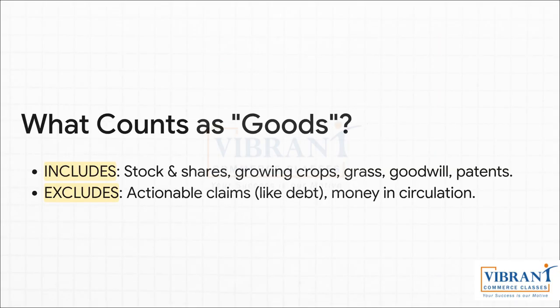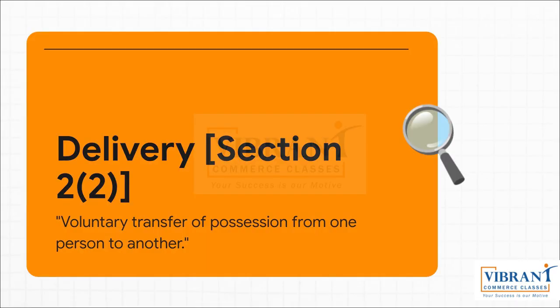So what counts as goods? Well, it's a pretty wide net. You've got the obvious stuff like stocks and growing crops, but it also includes intangible things like goodwill or patents. What's crucial for your exam is knowing what's excluded. Actionable claims like a debt someone owes you and money in circulation are not considered goods under this act. Memorize those two exclusions.